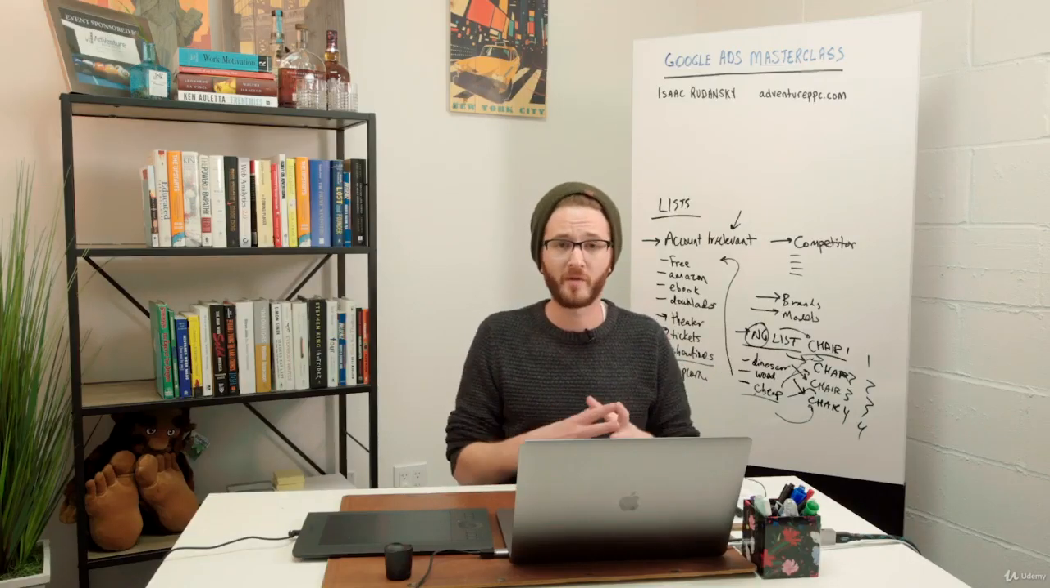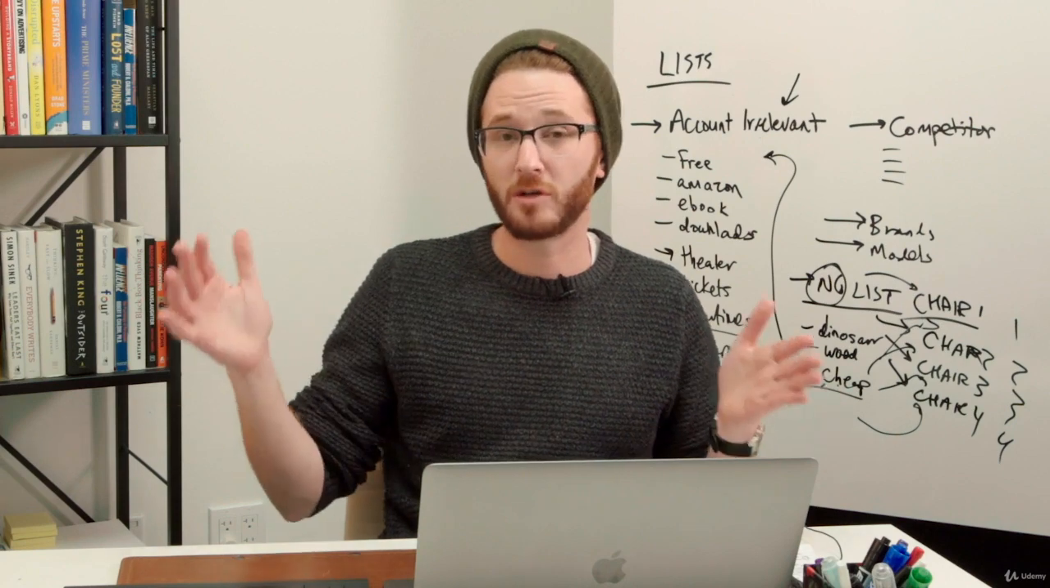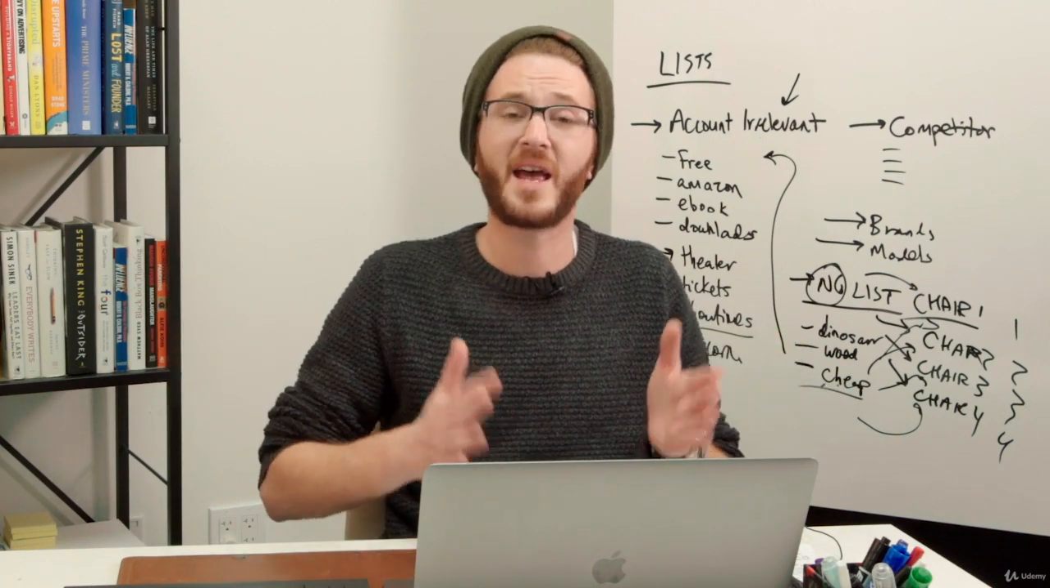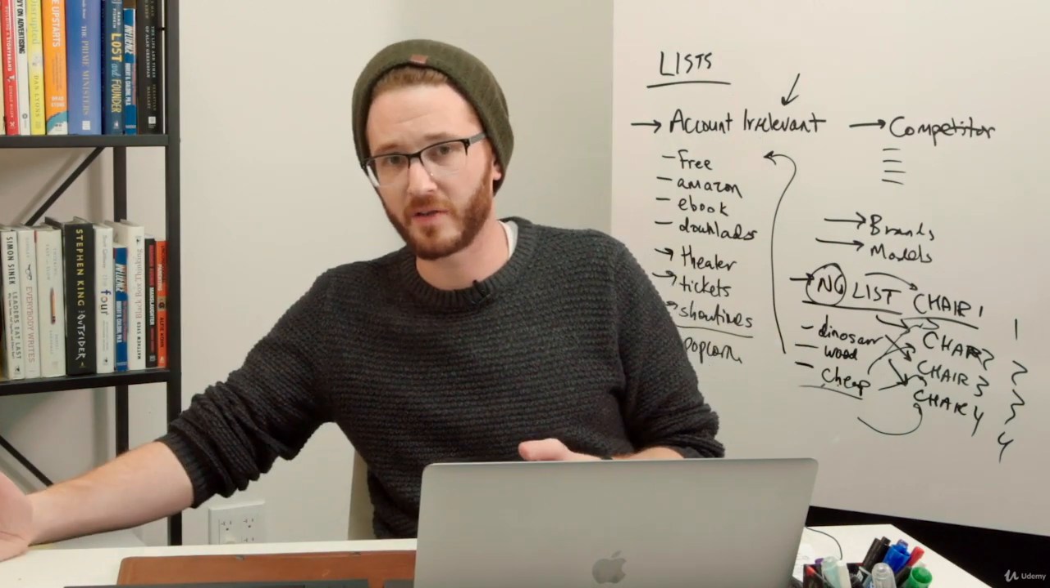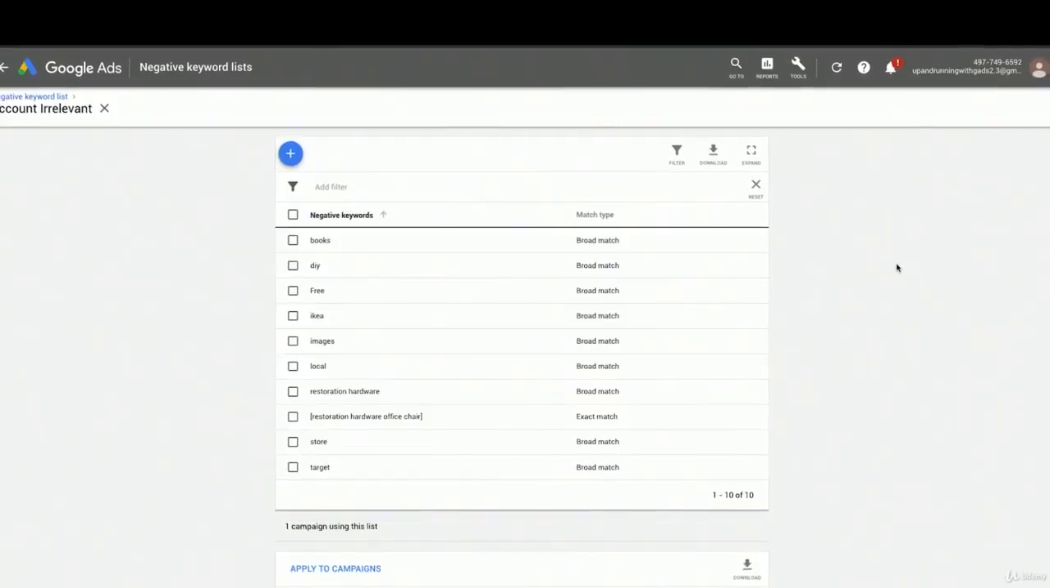So that's a basic overview of negative keyword lists, how to use them, when to use them, the concept of that account irrelevant negative keyword list, which is really important, but then also lots of other negative keyword lists that could be applied to either one campaign or multiple campaigns. And you could always edit the campaigns they're applied to.